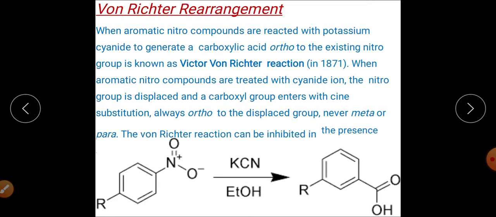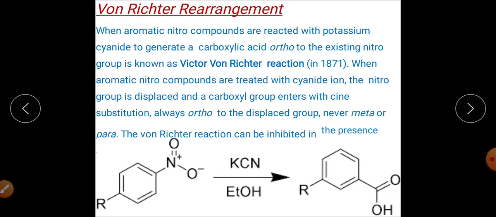So these are the three categories, if I'm particularly talking about the factors that will affect the rate of reaction in aromatic nucleophilic substitution. Now we will come to the name reactions of this particular chapter, and the first name reaction of this chapter is the von Richter rearrangement reaction, and this was discovered in 1871 by the scientist Victor von Richter, right?